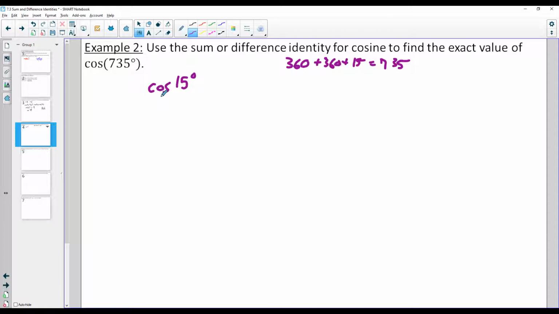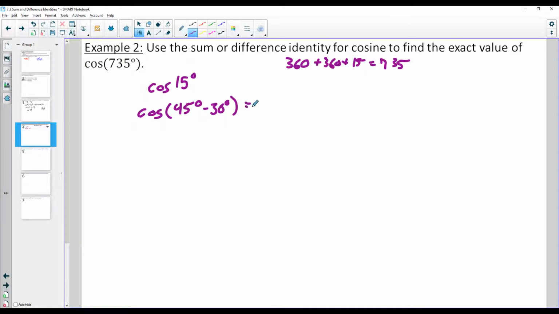Now this is a little tricky. Using the sum or difference identities, we don't know what the cosine of 15 degrees is off the top of our heads. We're trying to find an exact value. And in order to do that, we need to think of things that might add or subtract, sum or difference, to 15 that we do know. And some exact values that we do know, one would be 45 degrees minus 30 degrees. That equals 15 degrees. And we know what 45 degrees and 30 degrees are.